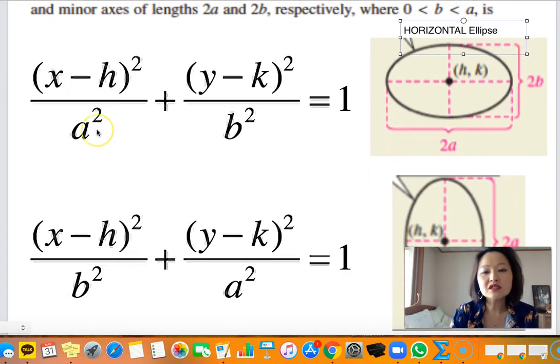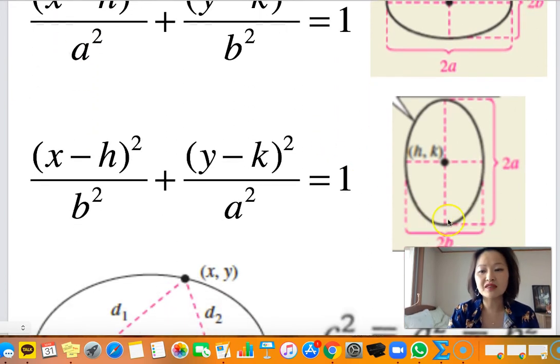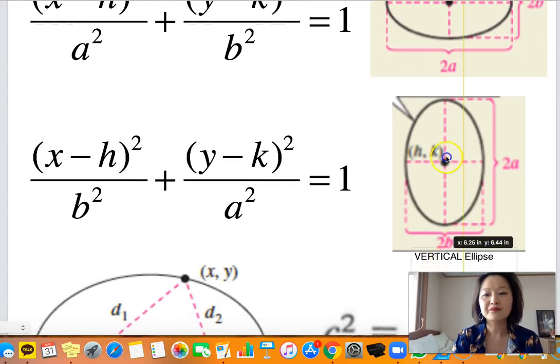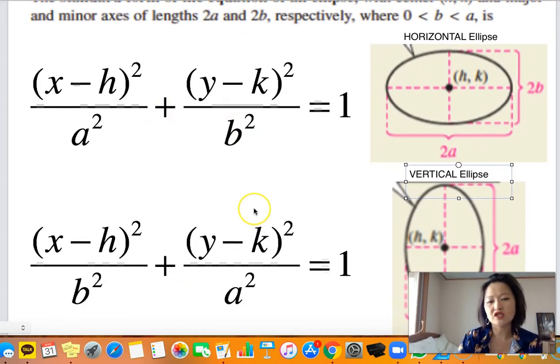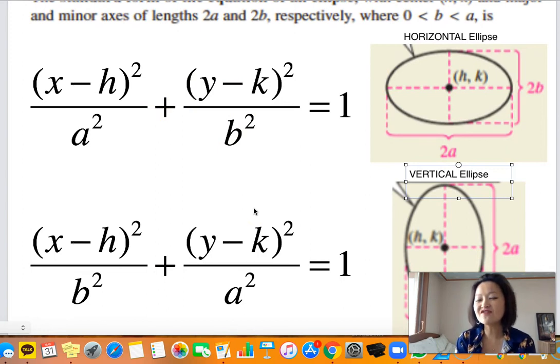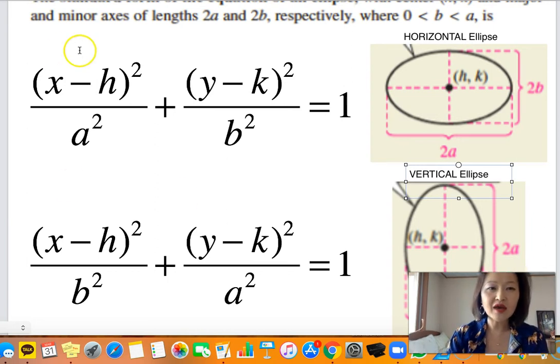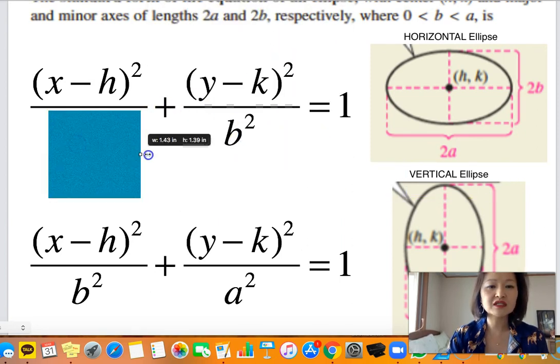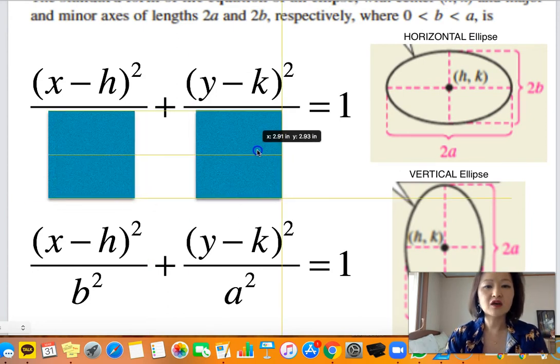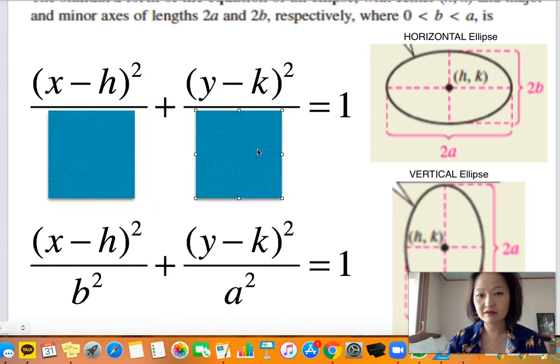Now, you see the similarity between the vertical ellipse and the horizontal ellipse. What's the only difference that you notice in the equation? And what's something familiar to you, perhaps? Imagine if you take away this stuff here. What is that equation then? It's a circle, exactly.